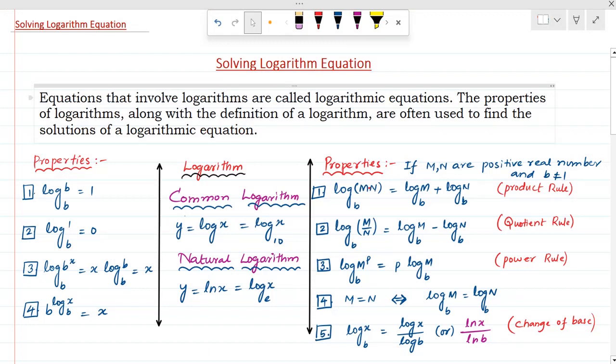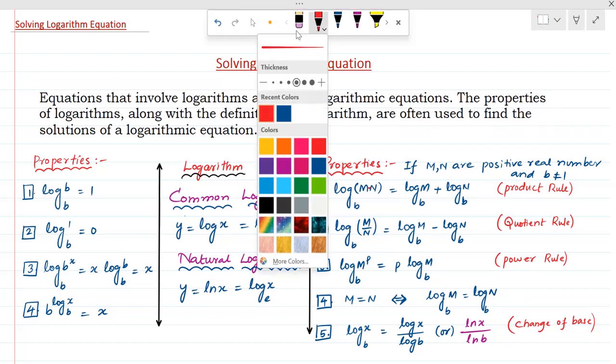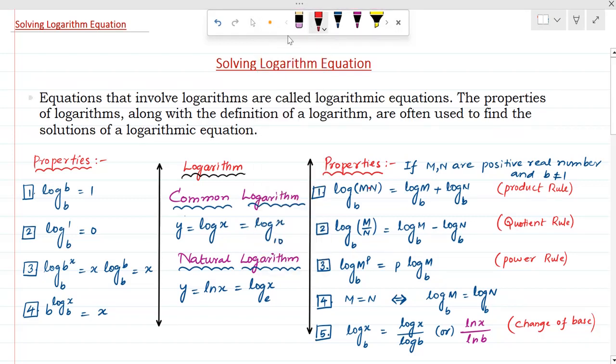In this video, we are going to discuss how to solve the logarithmic equation. As we already know the logarithmic equation and the properties, the logarithmic definition is y equals log x base b, where x must be strictly more than 0. This is the domain of the logarithmic function.